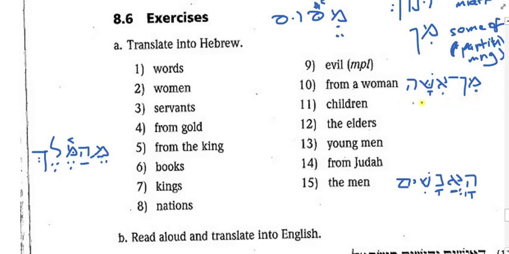From a woman. Notice it's not the woman. If it were from the woman, it would be min ha-isha. Right? Min ha-isha. This is from a woman. Min isha. Now, Marine Corps way, what's it going to look like here?